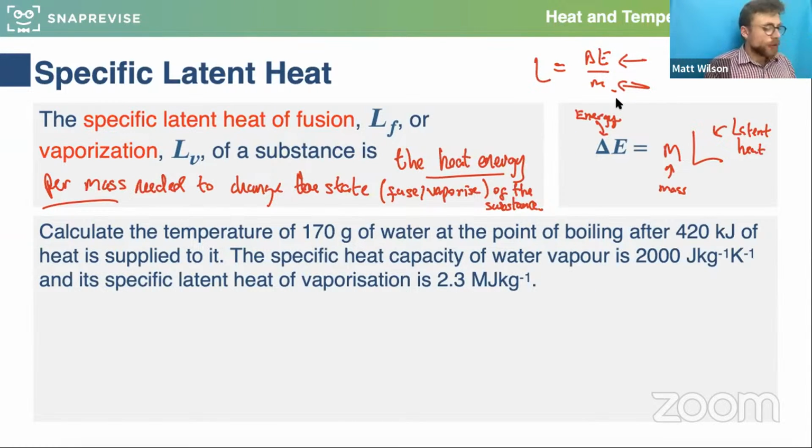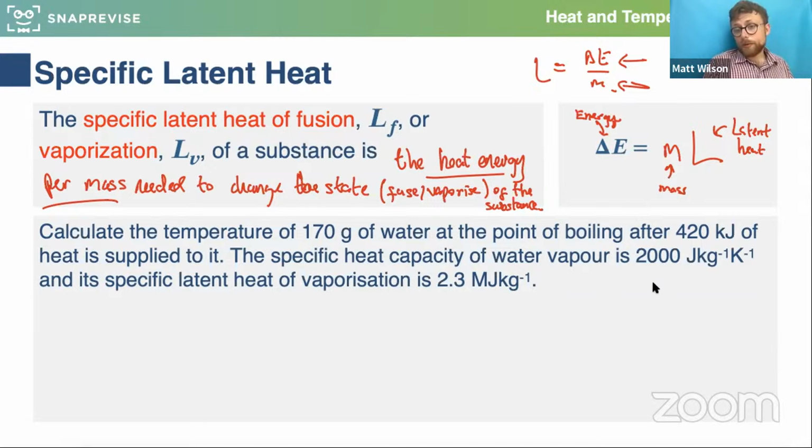Good. Okay, so let's have a go at a question. In this question, we are asked to calculate the temperature of 170 grams of water at the point of boiling after 420 kilojoules of heat is supplied to it. The specific heat capacity of water vapor is 2000 joules per kilogram per Kelvin, and the specific latent heat of vaporization is 2.3 megajoules per kilogram.